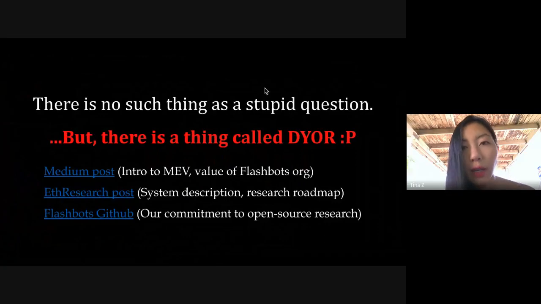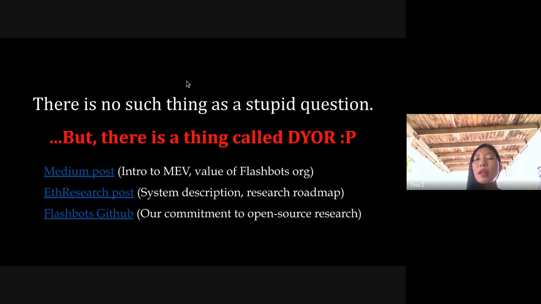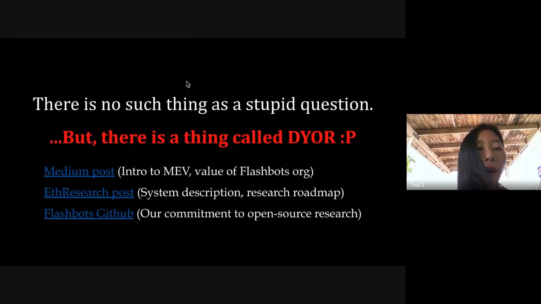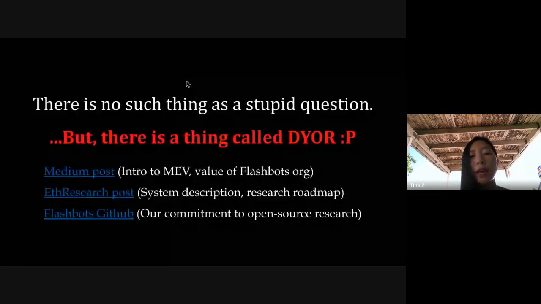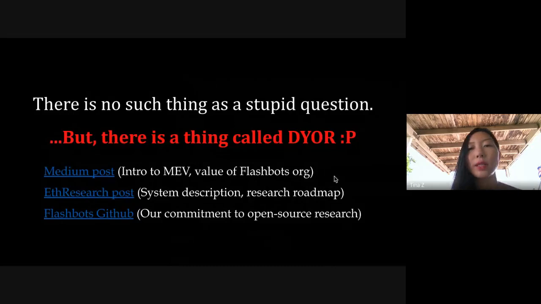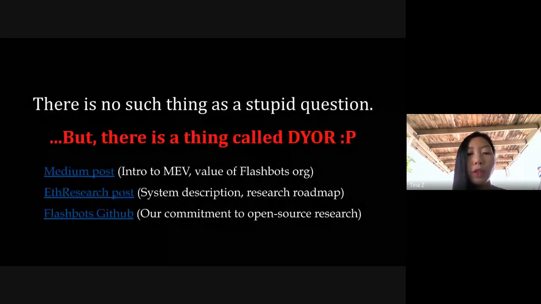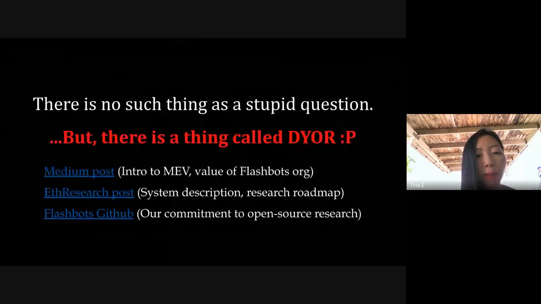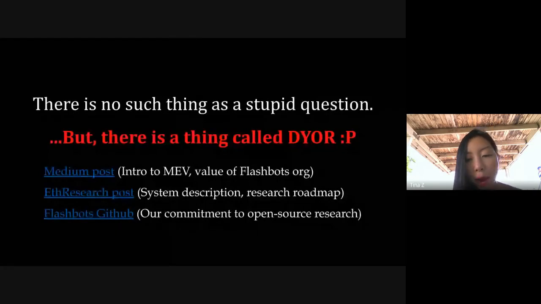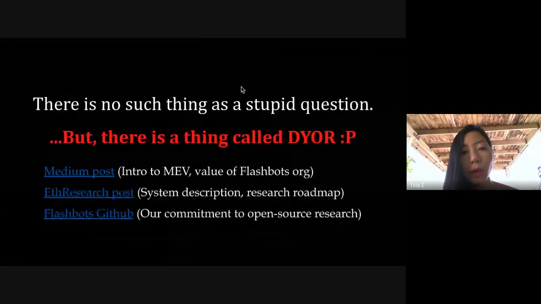And on the link that Alex just shared, these are the slides, also in the agenda. There are links that you can actually navigate yourself. These 3 links are, one is the Medium post, one is the ETH Research post, which focuses more on our technical solution and our proof of concept that has been implemented at MEV Geth. And lastly, most importantly, everything is on our Flashbots GitHub. We commit to open source. So our latest activities can be seen on our GitHub.